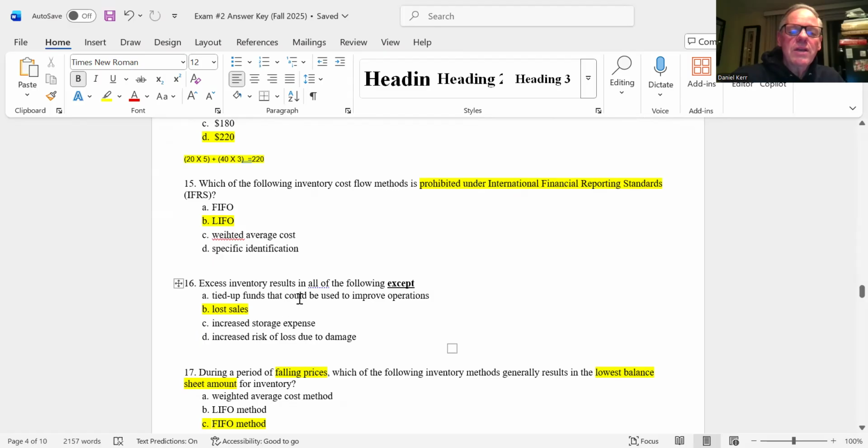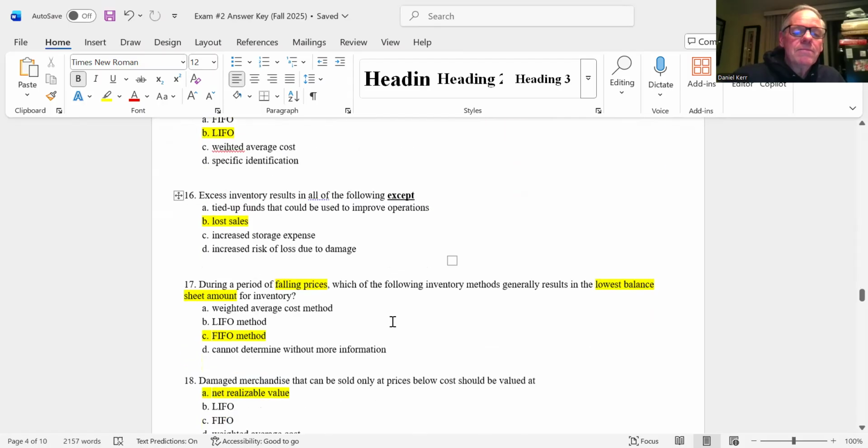Excess inventory is not going to result in lost sales because you've got plenty of inventory. The problem is you can't sell the inventory, so it's not going to result in lost sales. So the answer there for 16 is B.